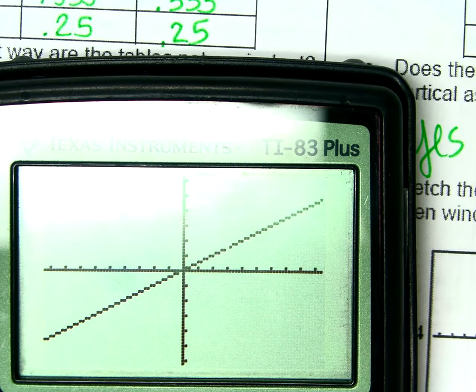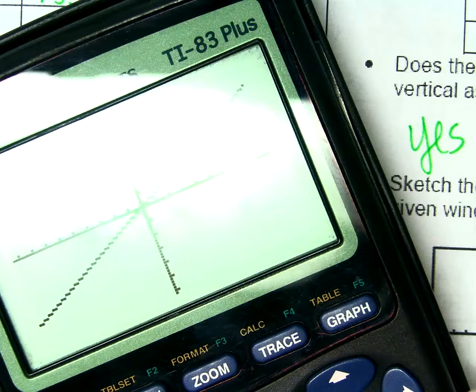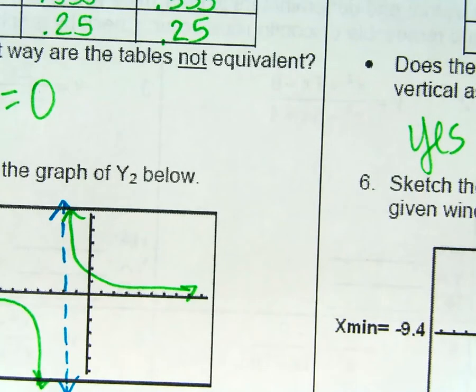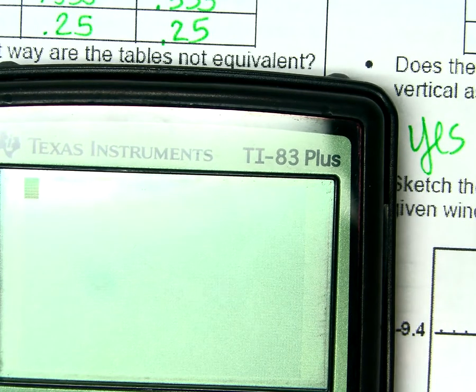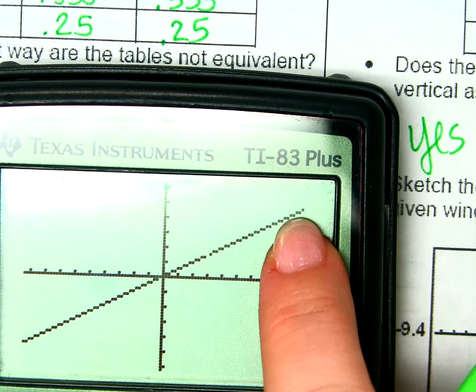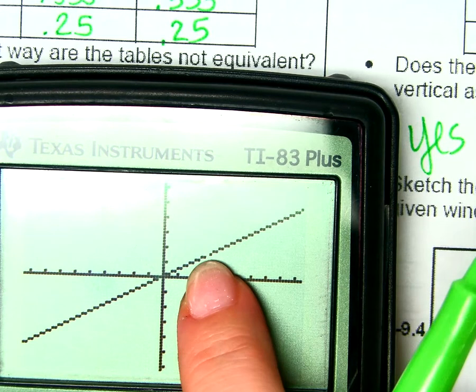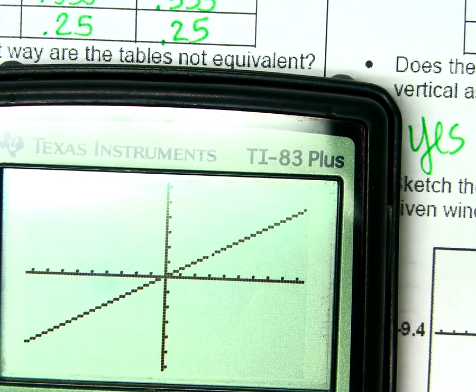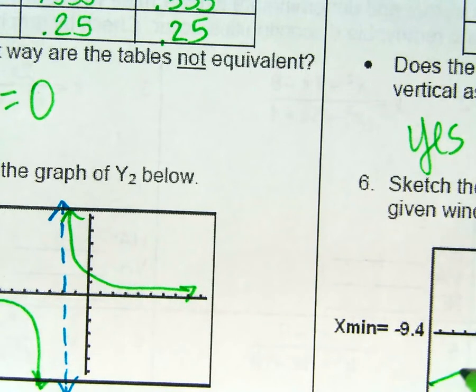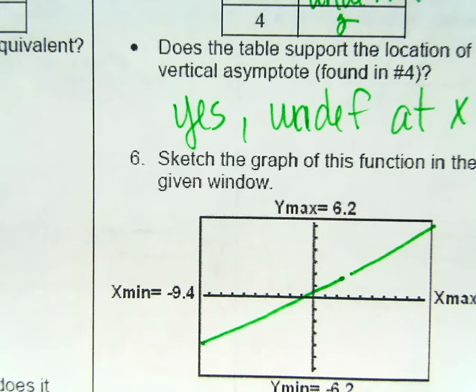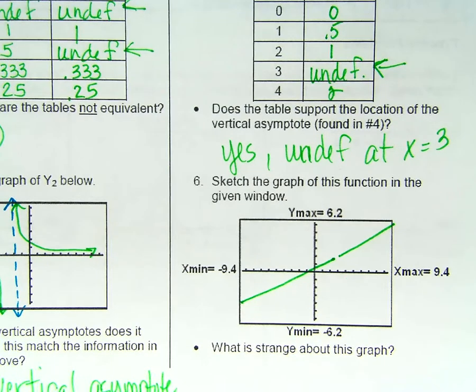It's a hole. Okay? So when you graph yours, I would prefer that you graph it this way, like the old calculators. Okay? I'd prefer that you graph it like this, so that you make sure for sure there's a hole right there at x equals 3.